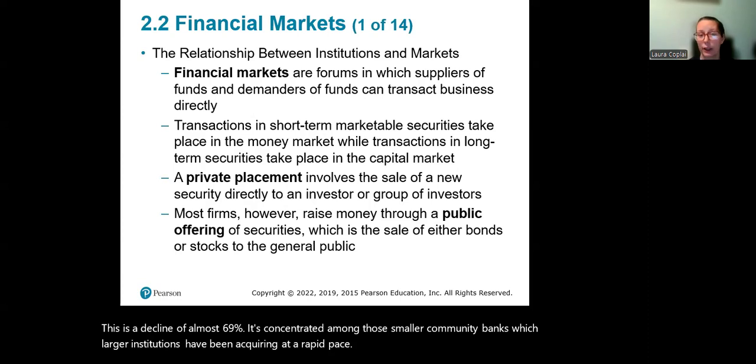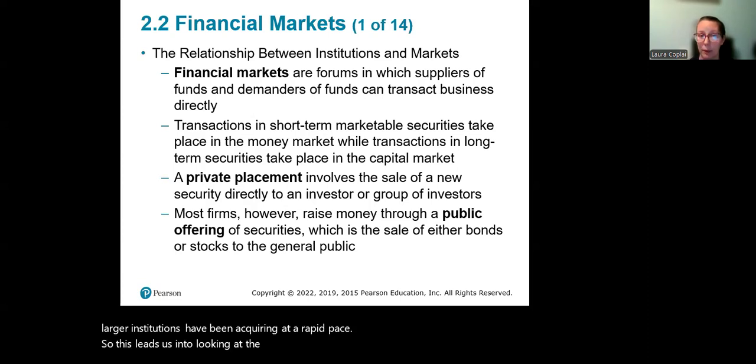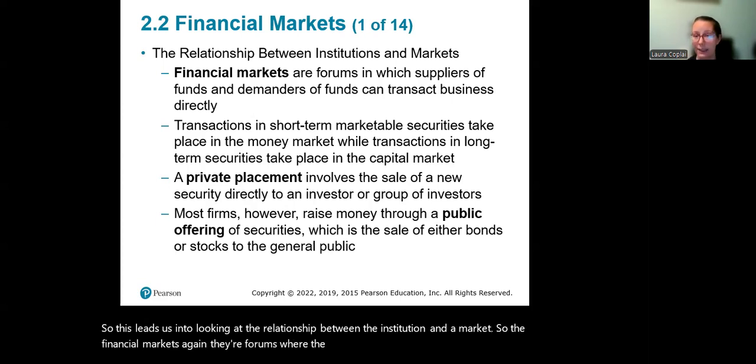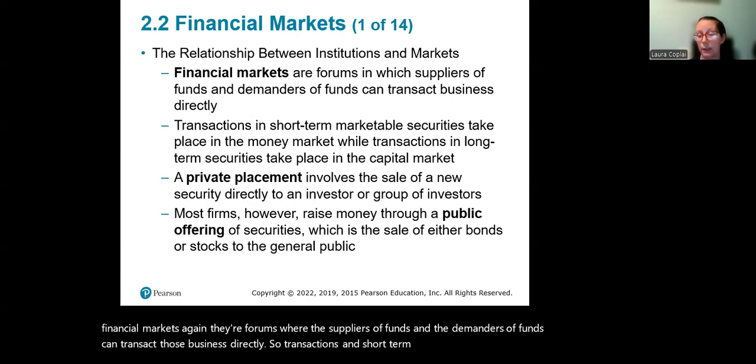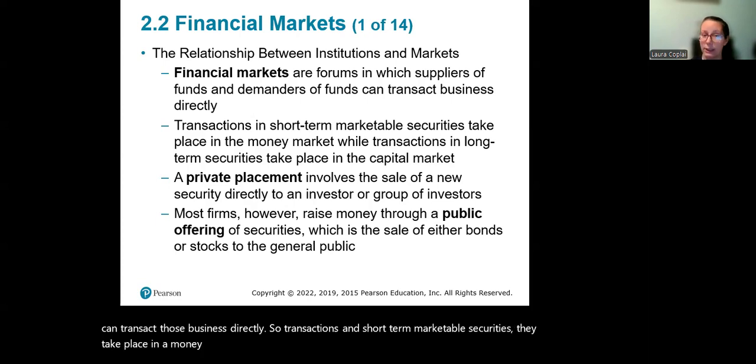So this leads us into looking at the relationship between an institution and a market. The financial markets, again, they're forums where the suppliers of funds and the demanders of funds can transact business directly. Transactions in short-term marketable securities take place in a money market, while transactions in long-term securities take place in the capital market.